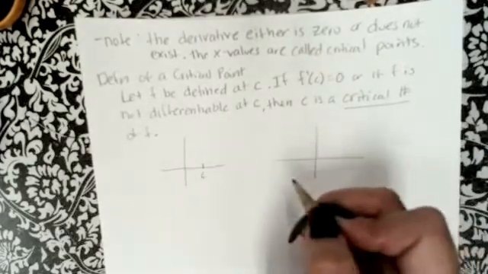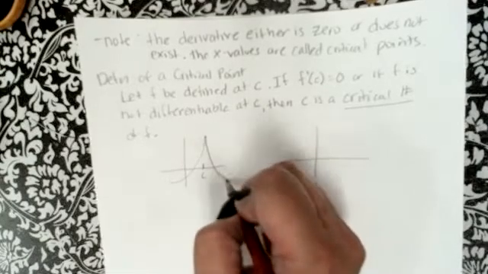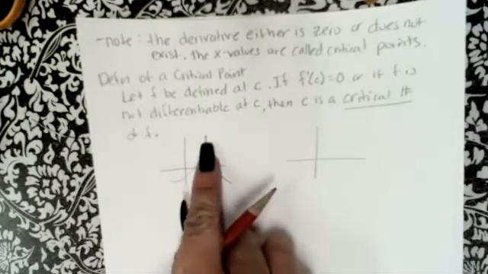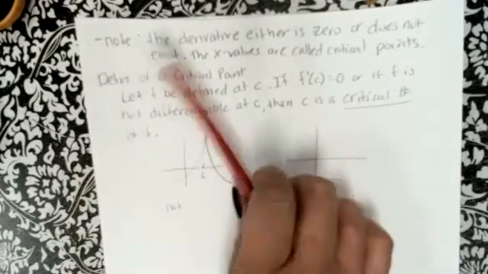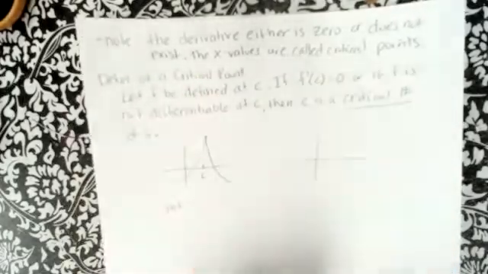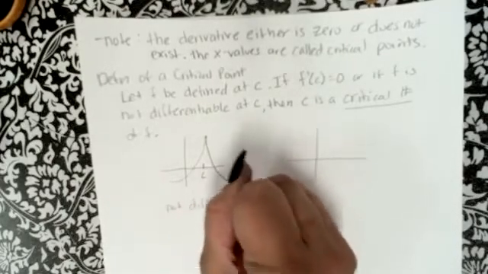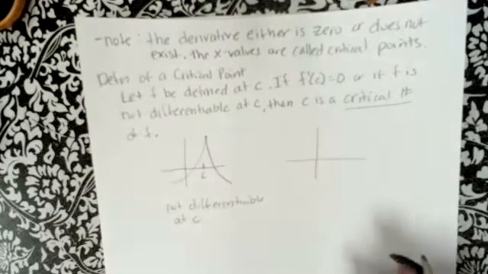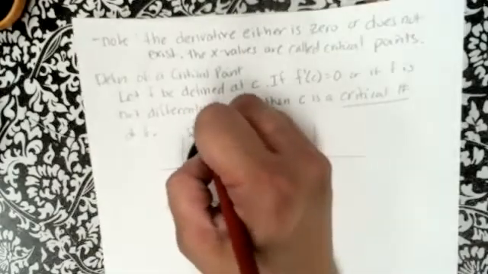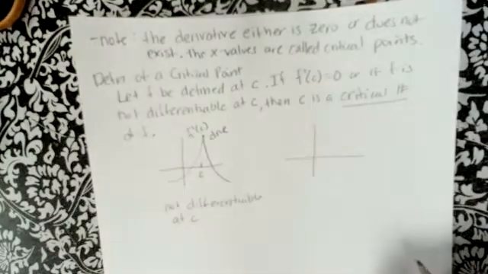So let's say c looked like this. Because that's a peak, this is not differentiable at c. You cannot take the derivative there because it's like a teeter-totter, okay? So it's not differentiable. So the derivative at c does not exist, DNE.